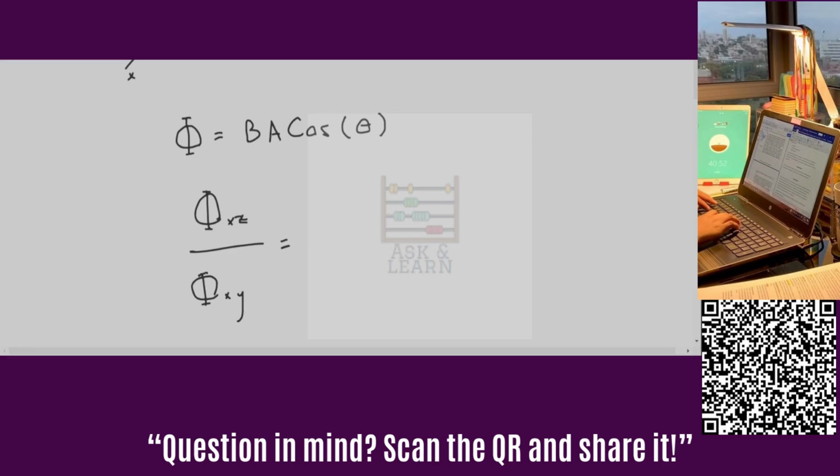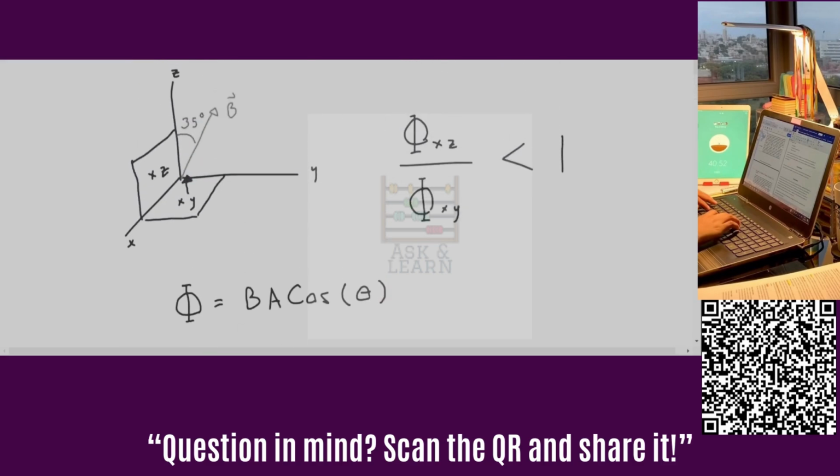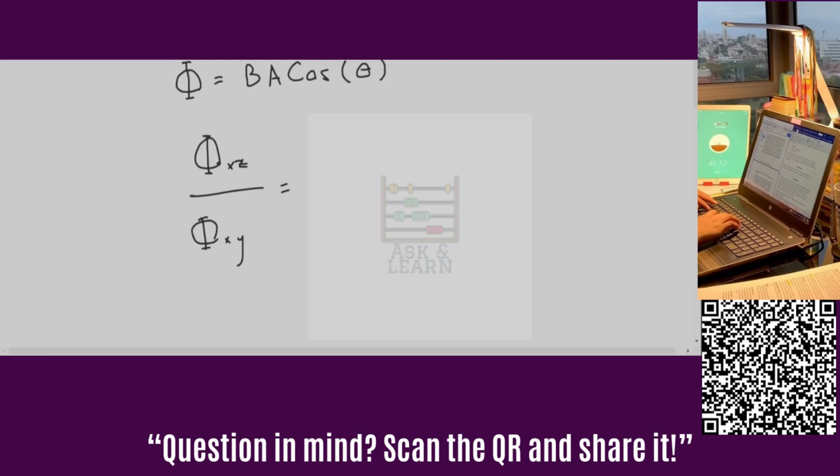Let's look at XY first because it'll be a little easier. The surface normal there, if I were to draw it over here, makes an angle of 35 degrees with the magnetic field, because the surface normal for XY just points in the Z direction, and B by definition makes an angle of 35 degrees with the Z direction. So for the XY flux, it's just going to be B times A times the cosine of 35 degrees.